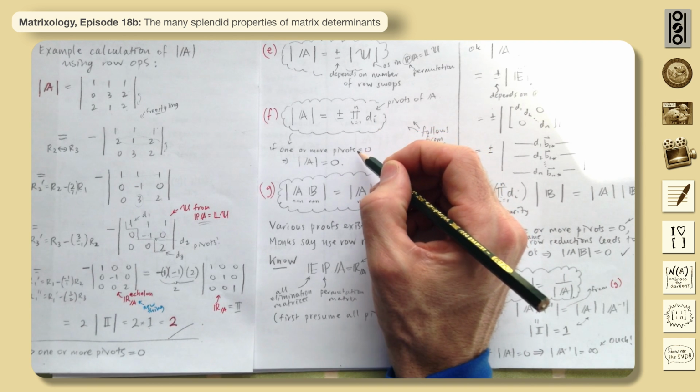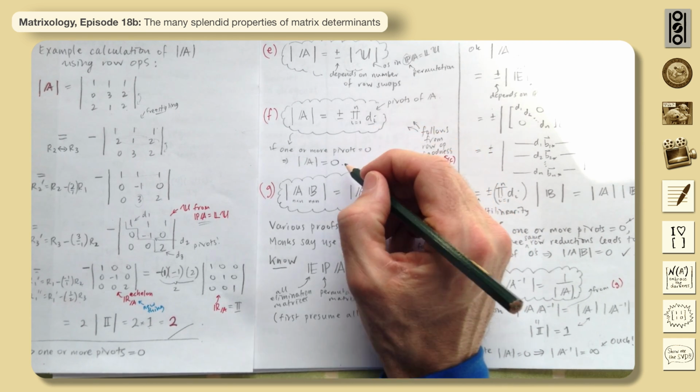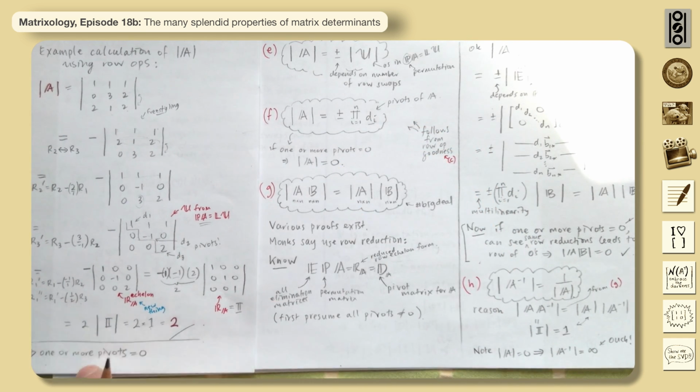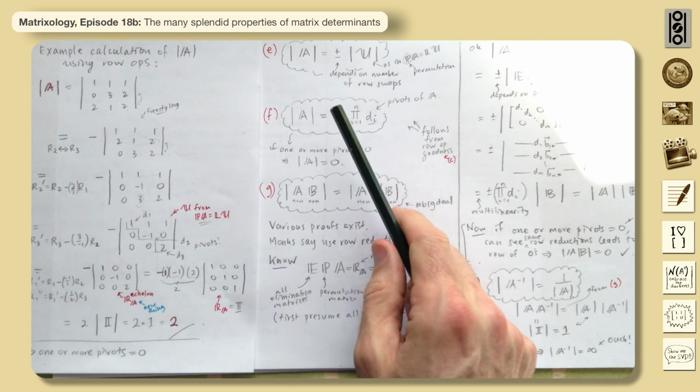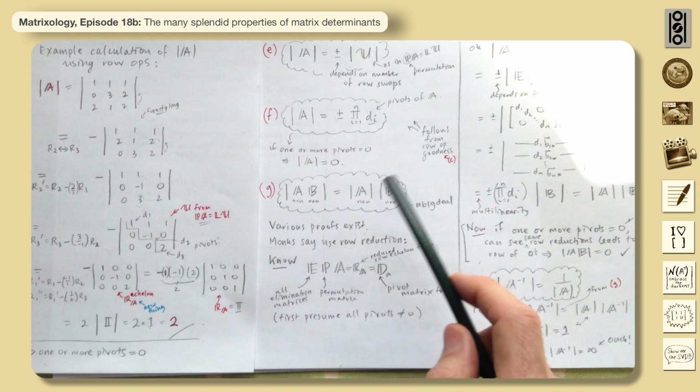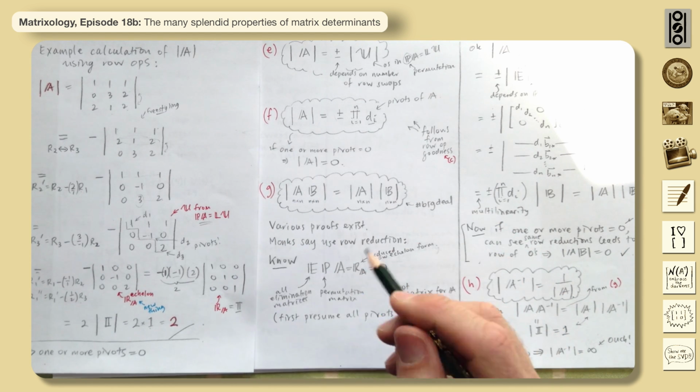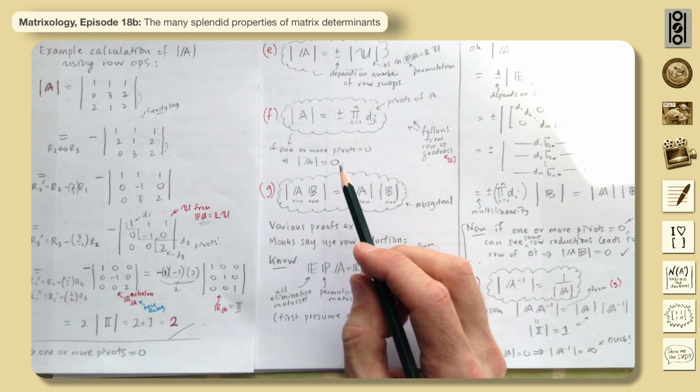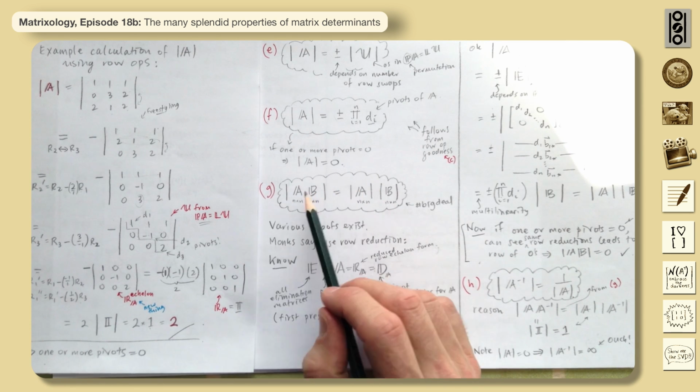And so straight away you can see if 1 or more pivots is 0, then the determinant of A equals 0, and that's the result we included back here. Good, cool. So these are very nice things, right? Matrixology is full of beautiful little things. All right, okay, next result.